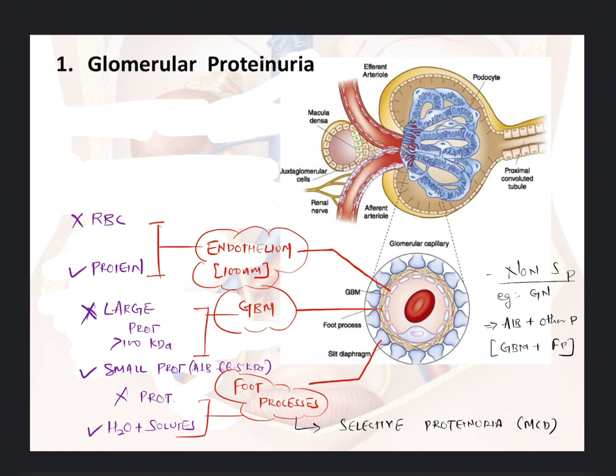So depending on where the injury is, there is selective proteinuria or non-selective proteinuria. If the foot processes are affected, like in minimal change disease, which is the most common cause of nephrotic syndrome in children, then the small proteins, that is albumin, are lost, which causes selective proteinuria. On the other hand, when there is glomerulonephritis, the entire endothelium is affected, so there is non-selective proteinuria.